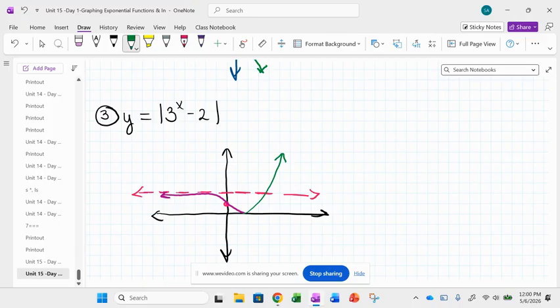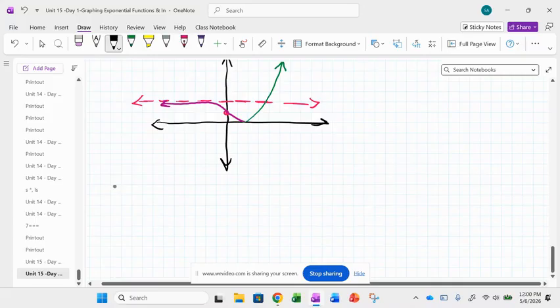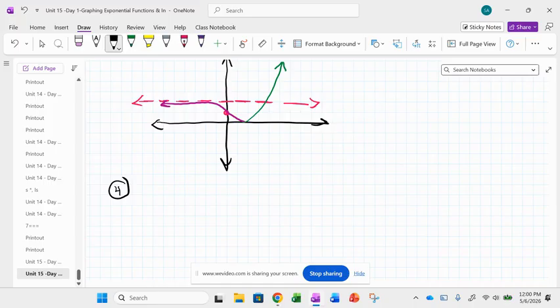Last problem? We always finish so much earlier. I could have probably finished the lesson with this class. All right, last problem.